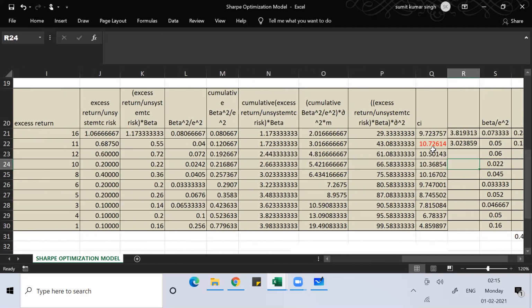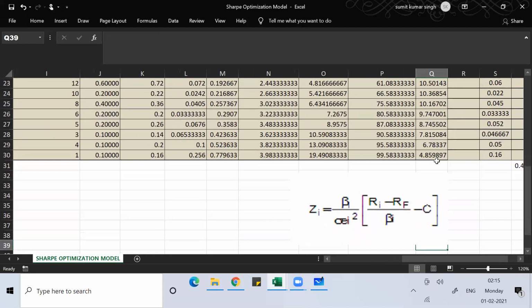What is basically a cutoff? Cutoff is that value where you get the maximum. The maximum of this Ci value is called the cutoff rate. Once I get this value, I have to find the optimal portfolio. This is the formula for the optimal portfolio: the excess return by beta of each stock, whatever you found, you subtract the cutoff rate, which is the highest of the Ci values, and then multiply that with beta by unsystematic risk.